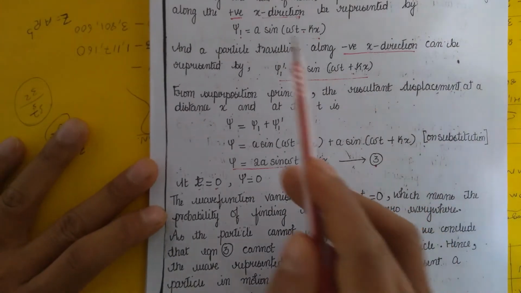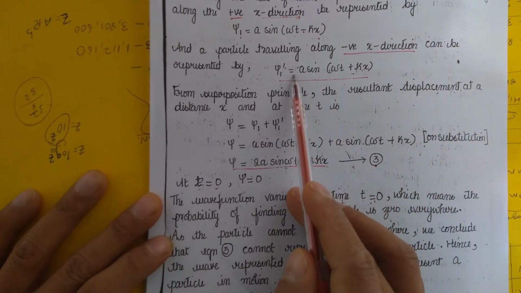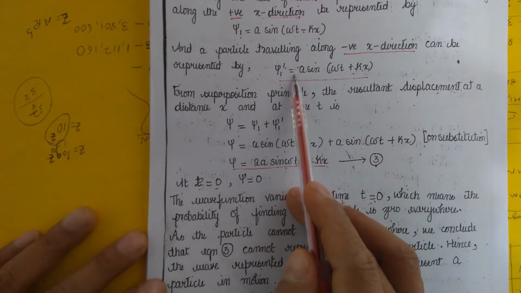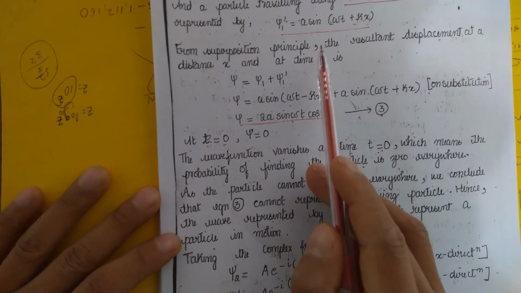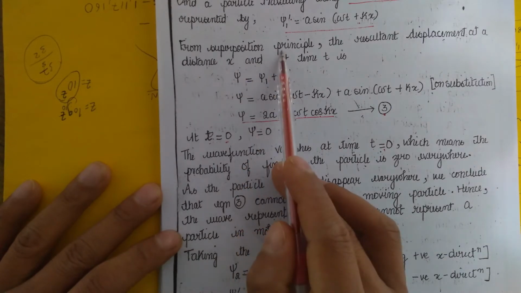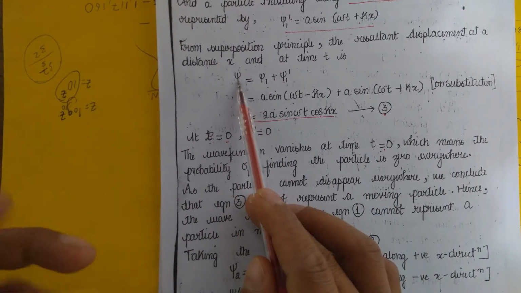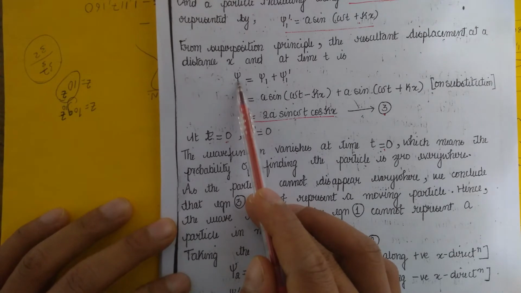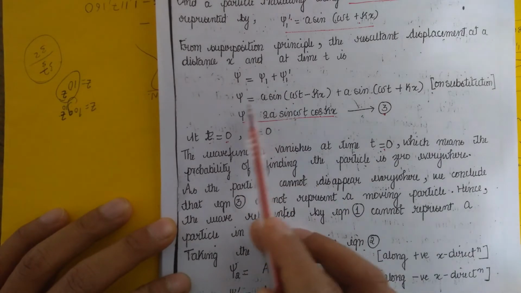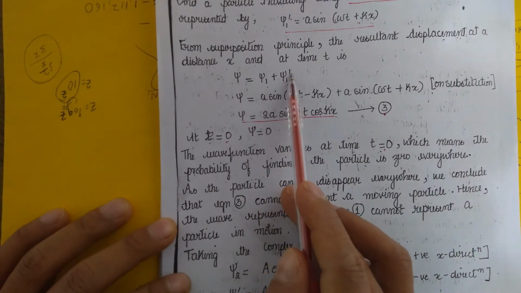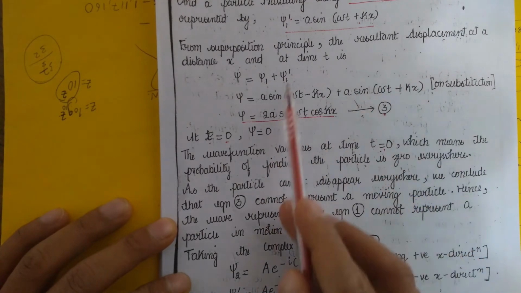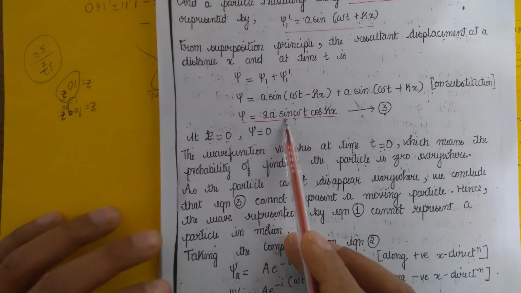Since we have two equations traveling in two opposite directions, we can combine them by the superposition principle. Now we have another function psi, given by psi1 plus psi1 prime. If you substitute psi1 and psi1 prime, we get this one. If we simplify further, we get this equation.